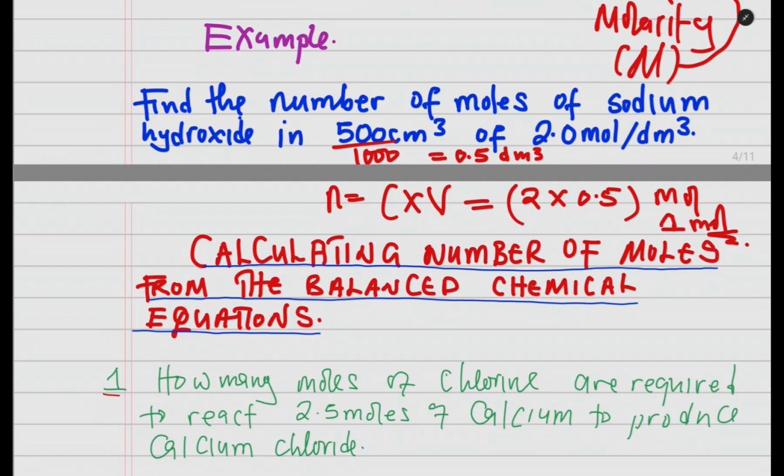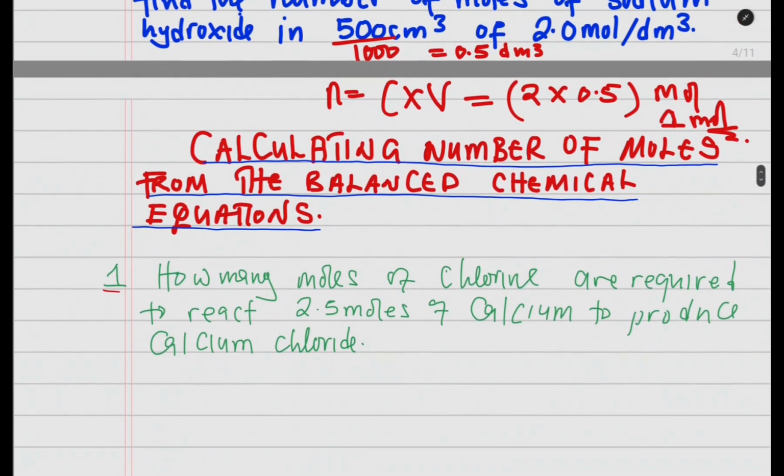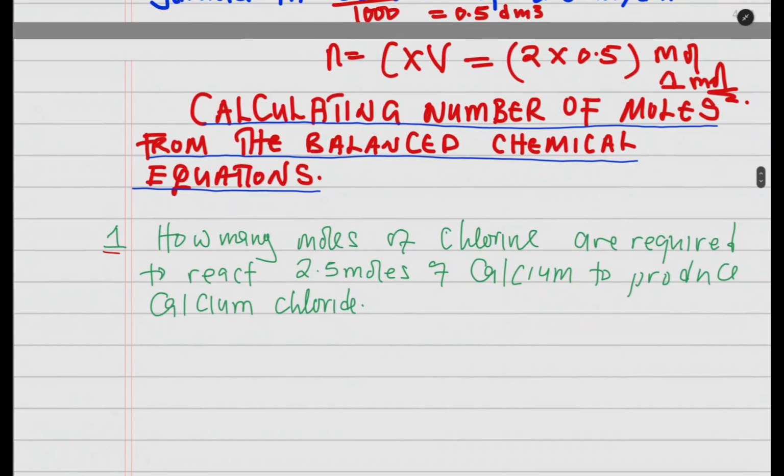Let us now look at calculating number of moles from the balanced chemical equation. So that is one of the parts that we are going to look at, not using the formulas but from the equation. And this is where now you need to learn how to formulate the chemical equation. And there is a video on chemical equations and how to write and balance them. You cannot calculate here without the equation and without balancing it. So let us look at it.